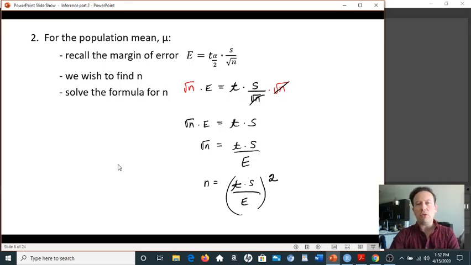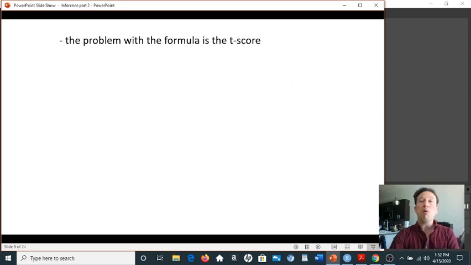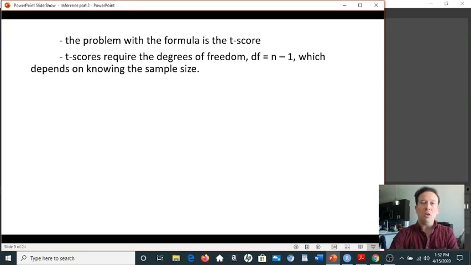Now let's talk about this formula. There's a problem with it. Having a t-score in the formula is actually an issue. Why? Remember that in the t-score chart we used, the rows depend on the degrees of freedom. So to get a t-score, you need to know the degrees of freedom, which is n minus 1. That's a problem because if we're solving for n, we don't know n. So how are you going to find the degrees of freedom?